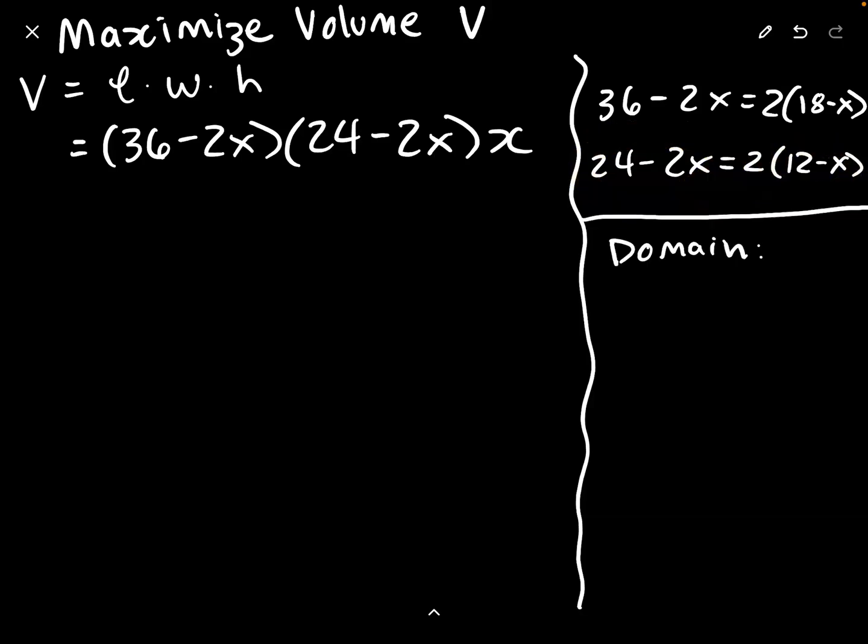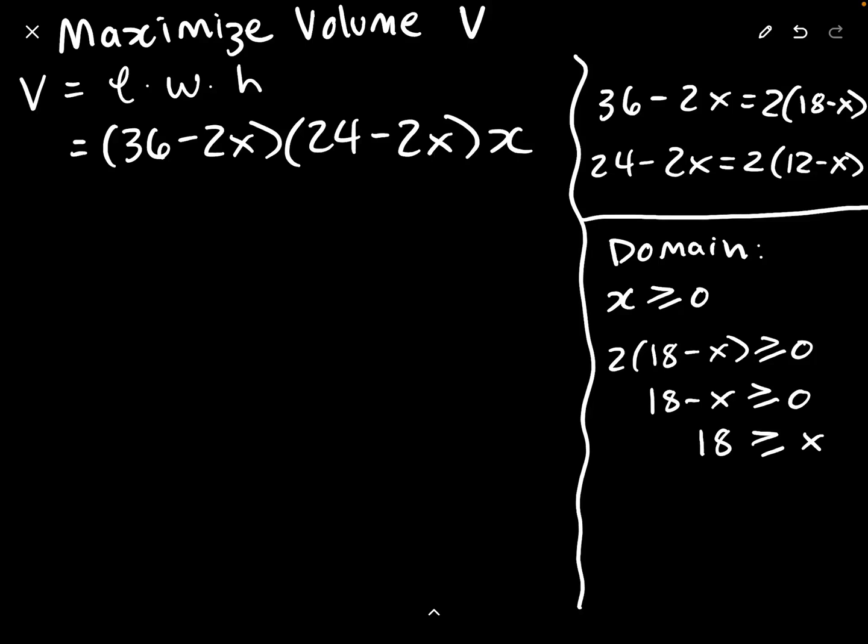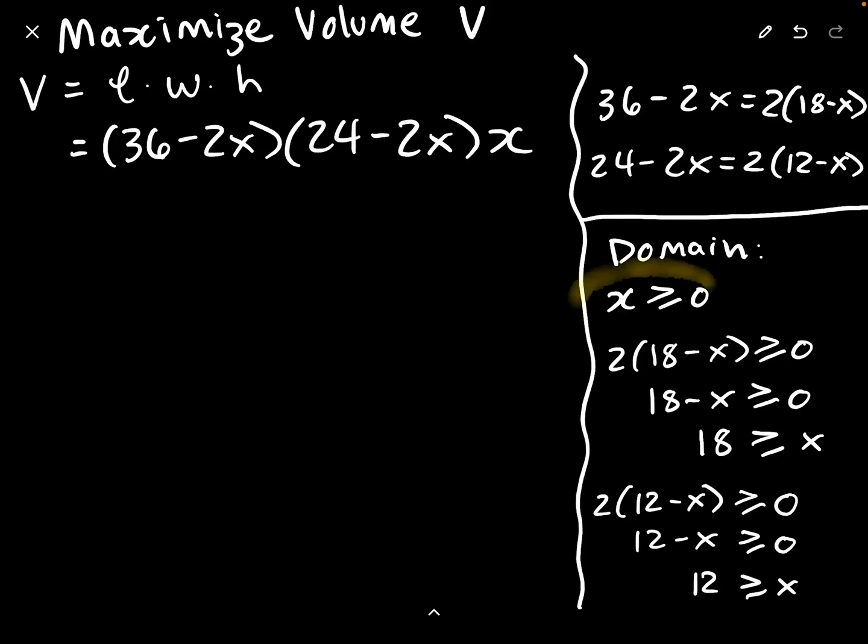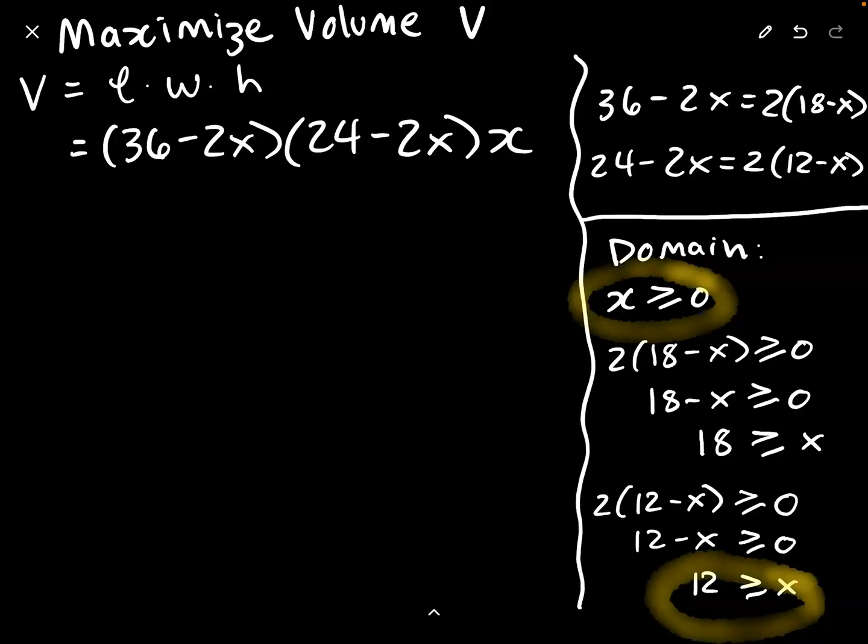Since the sides of the box must be greater than or equal to 0, this will restrict the domain. So here x must be greater than or equal to 0. Also 2 times 18 minus x must be greater than or equal to 0. So 18 minus x must be greater than or equal to 0, and x must be less than or equal to 18. And also the other side, 2 times 12 minus x must also be greater than or equal to 0. So x must be greater than or equal to 0, but less than or equal to 12. So the domain is from 0 to 12. So we'll want to maximize the volume of the box on the domain 0 to 12.